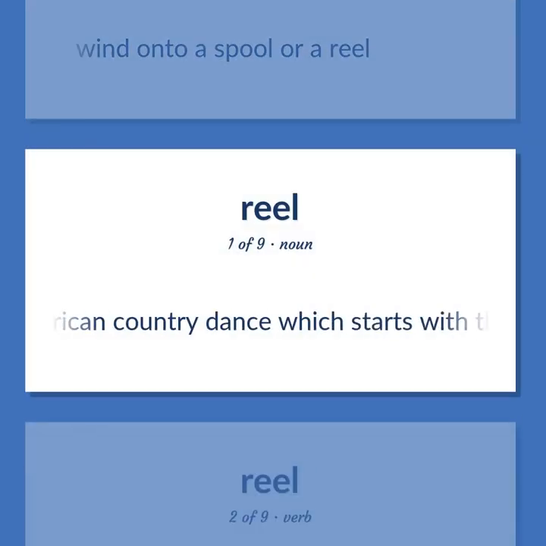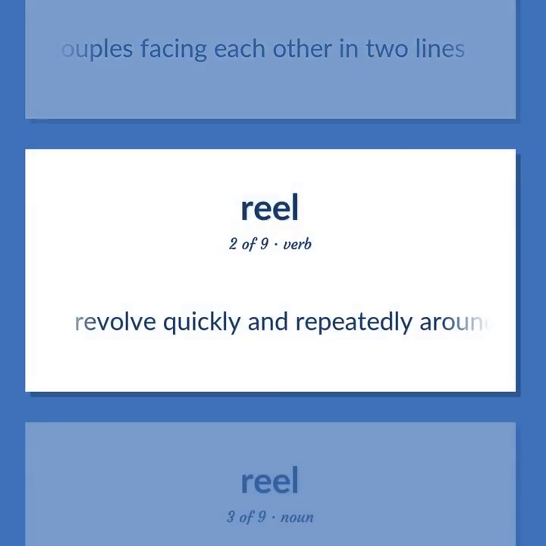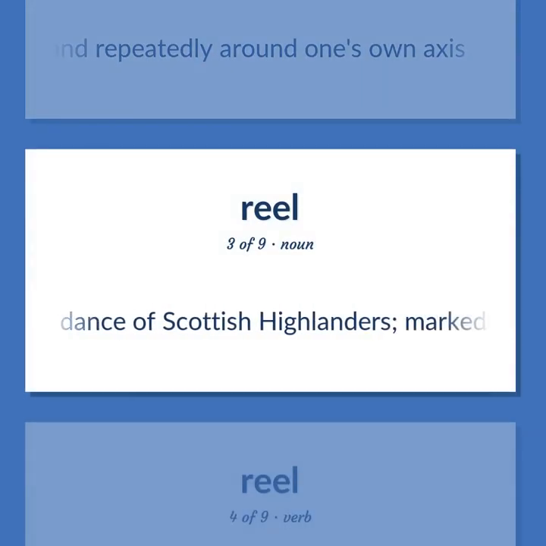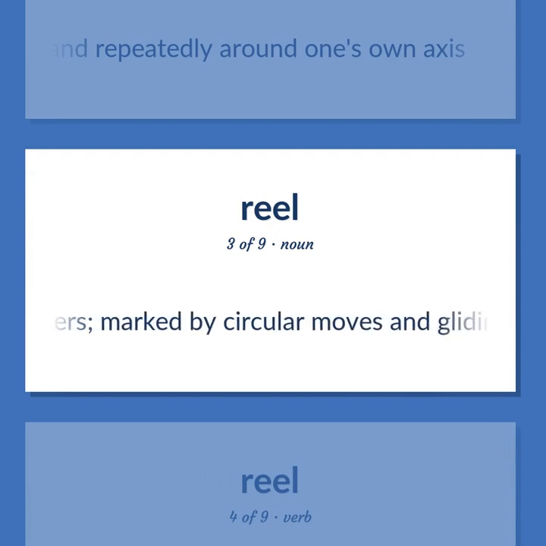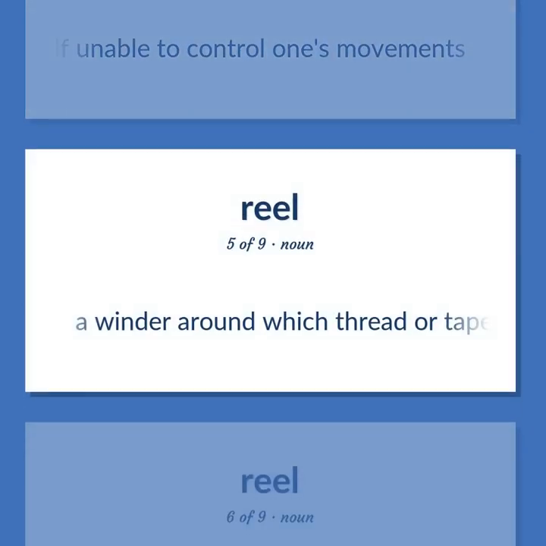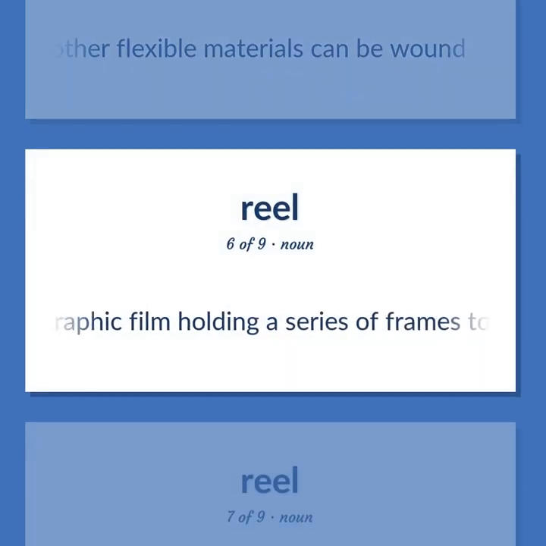An American country dance which starts with the couples facing each other in two lines. Revolve quickly and repeatedly around one's own axis. A lively dance of Scottish Highlanders, marked by circular moves and gliding steps. Walk as if unable to control one's movements. A winder around which thread or tape or film or other flexible materials can be wound. A roll of photographic film holding a series of frames to be projected by a movie projector.